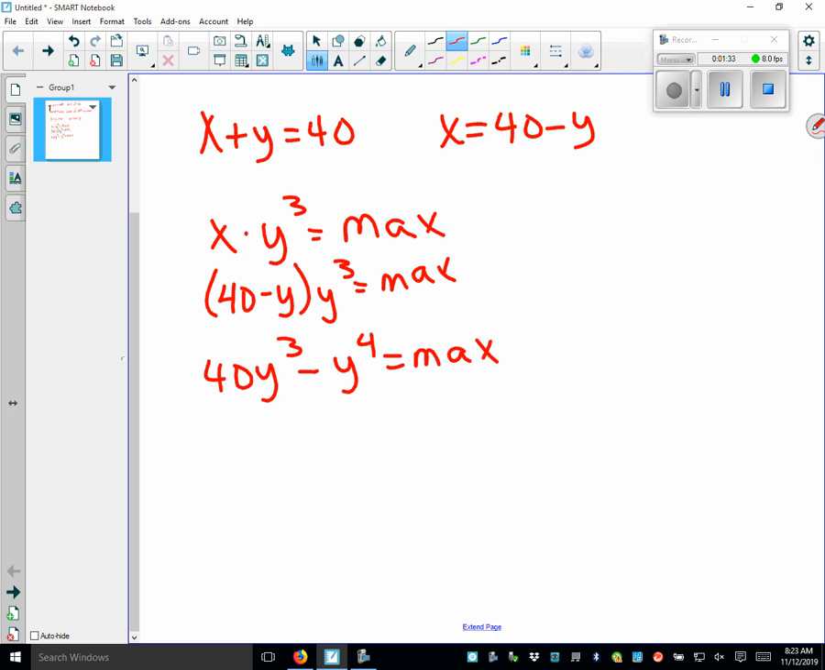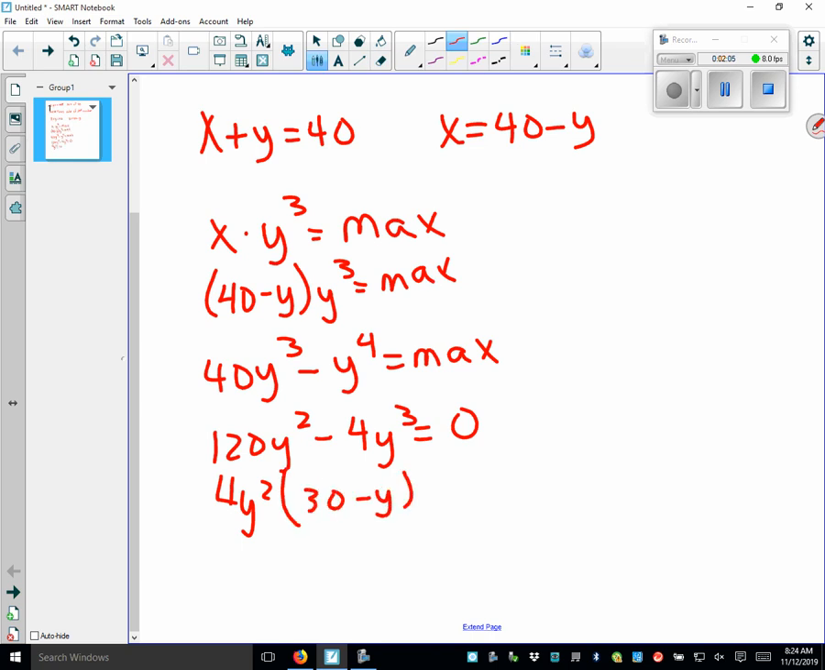What's the derivative? 120y squared minus 4y cubed equals zero. Why don't I take out a y squared? Gives me 120 minus... I'm going to take out a 4y squared. Is that right? What does that give me? 30 minus y equals zero. So what are my choices for y? 0 and 30. Well, y is 0, y is 30.